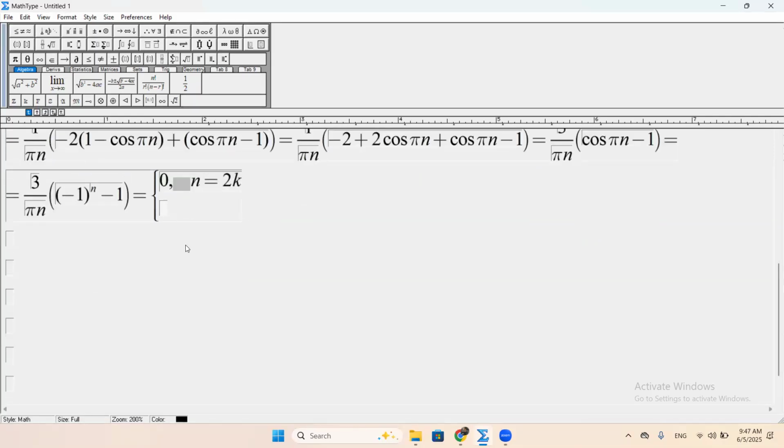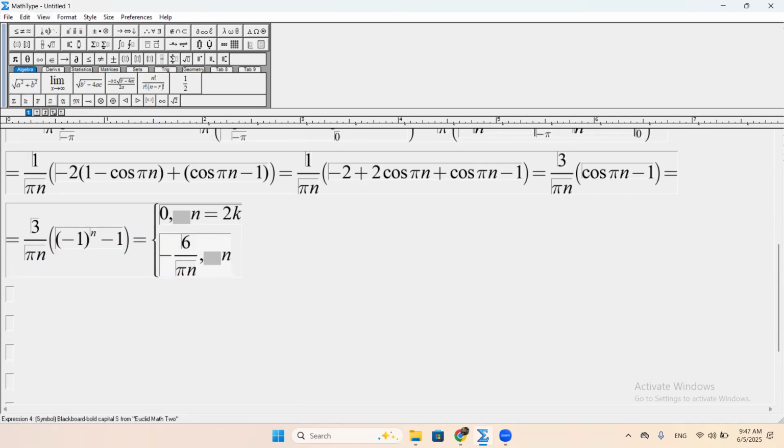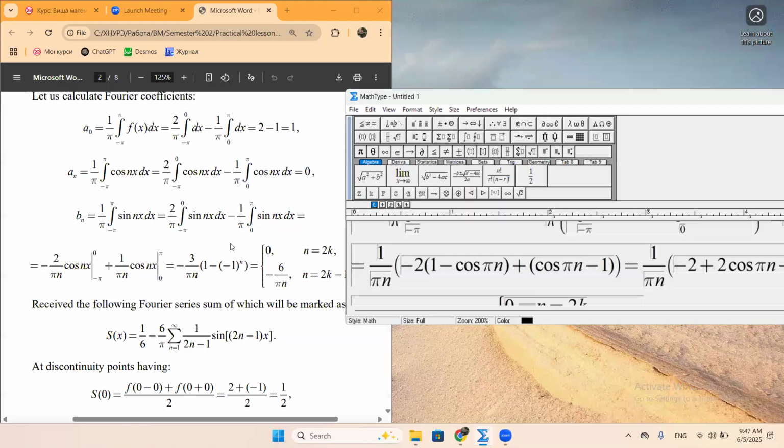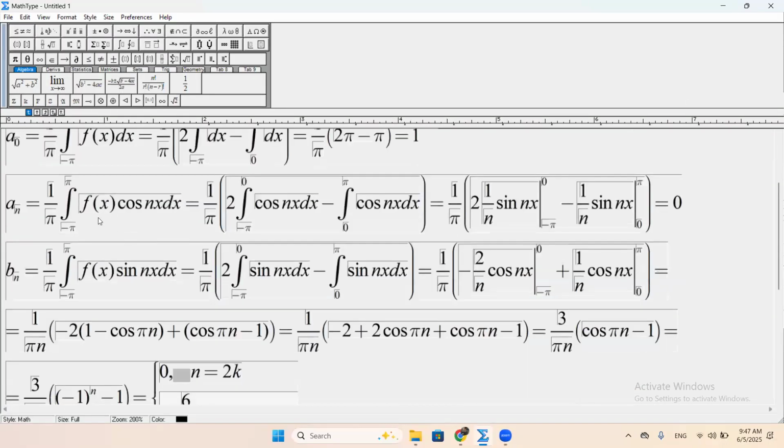And if n is odd, it will be equal to minus 6 over Pn. And n is odd, or I will write it like 2k minus 1. So that's what we received. Let me check these Fourier coefficients. Yeah, they are correct. And then we have a0, we have an, we have bn.